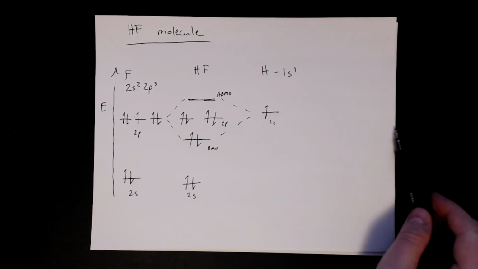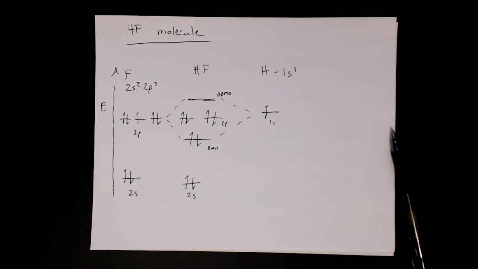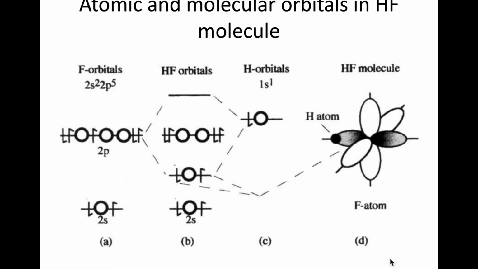Let me switch over to the slides, and I'll show you this in a little more detail with a spatial model of HF. All right, so again, we're looking at HF. This is what I basically drew for you. It might look slightly different, so take that with a grain of salt. But what I drew on the piece of paper is basically what you see here.